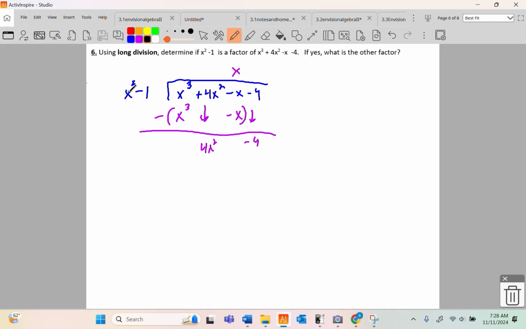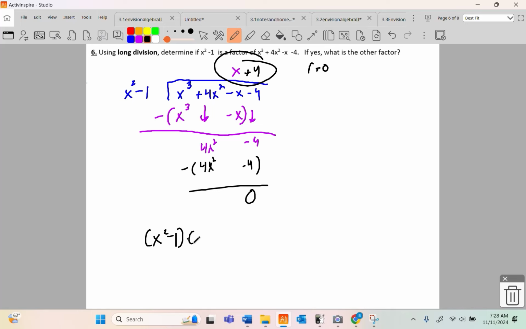And this will be it. For x squared to become 4x squared, I need to multiply by a positive 4. And I'll get 4x squared minus 4. And if I wrap before I subtract, I'll notice nothing. So yes, the remainder is 0. That means we're a factor. And the other factor is this one, because it turns out that x squared minus 1 times x plus 4 is in fact x cubed plus 4x squared minus x minus 4.